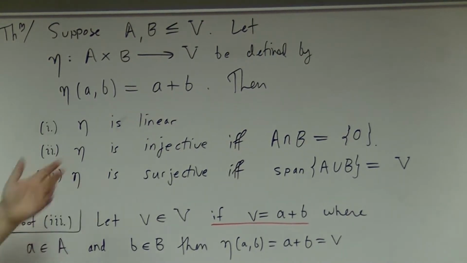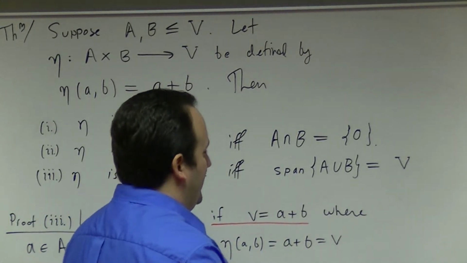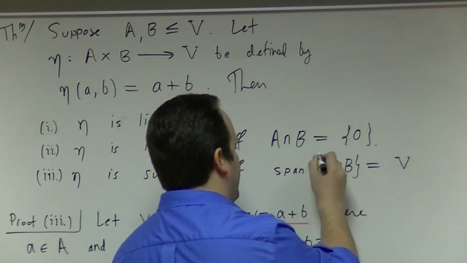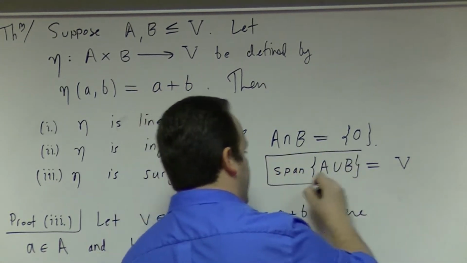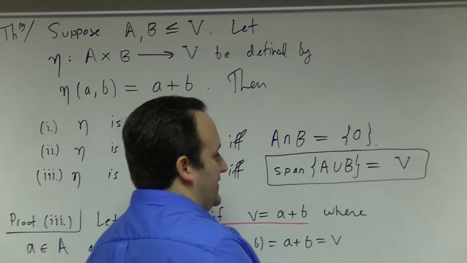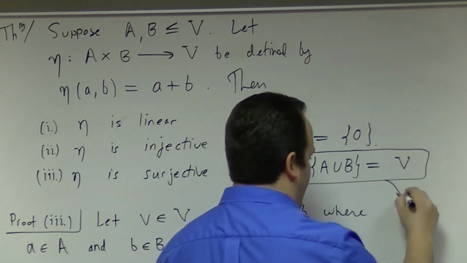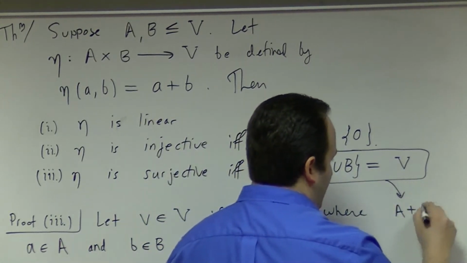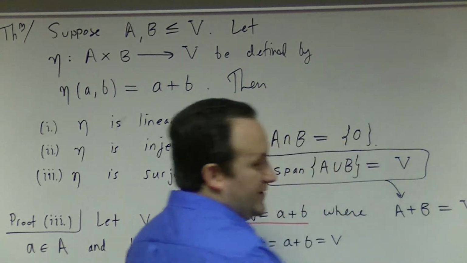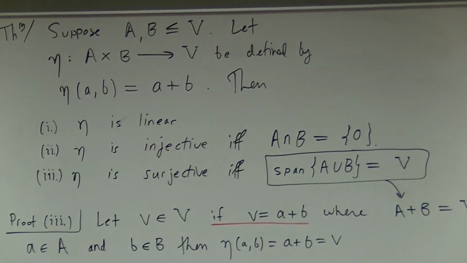So anyway, if eta is surjective, there's really a better way to write this. I would typically not think about this past this point in the course, guys. What I would typically replace this condition with is the much more elegant way of saying: if the sum of A and B is equal to V. Now, what's the sum of two subspaces? How do you define that?